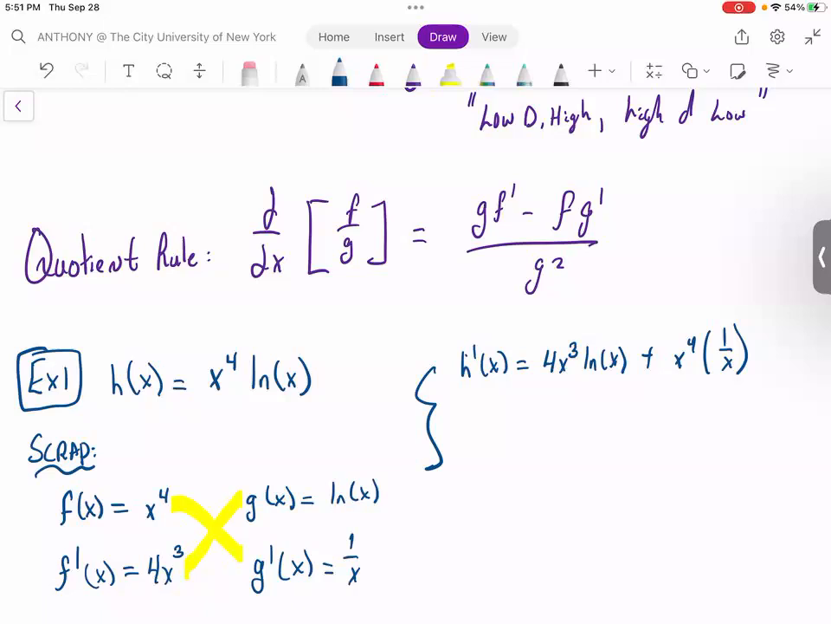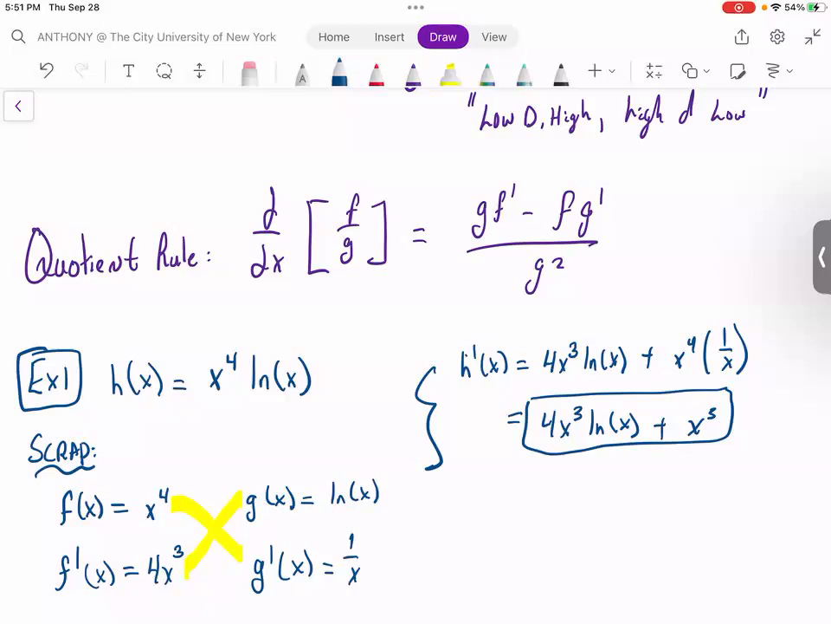And now you just simplify whatever you need to simplify here. So we have 4x to the third times ln of x plus x to the fourth times 1 over x. So what is x to the fourth over x, if you simplify it? x to the power of 3. Very good. So that's our derivative. That is essentially how we apply the product rule. Any questions?